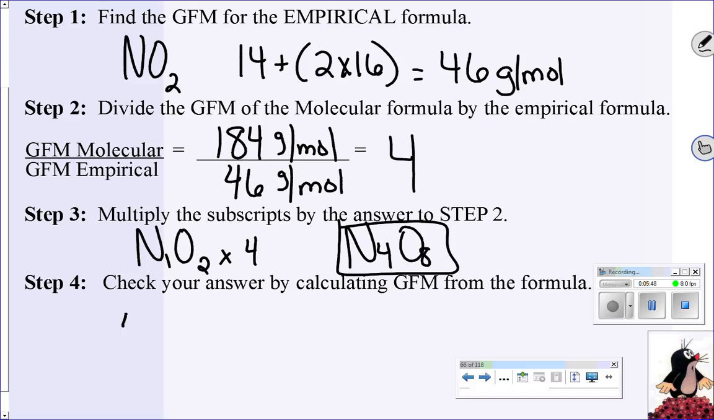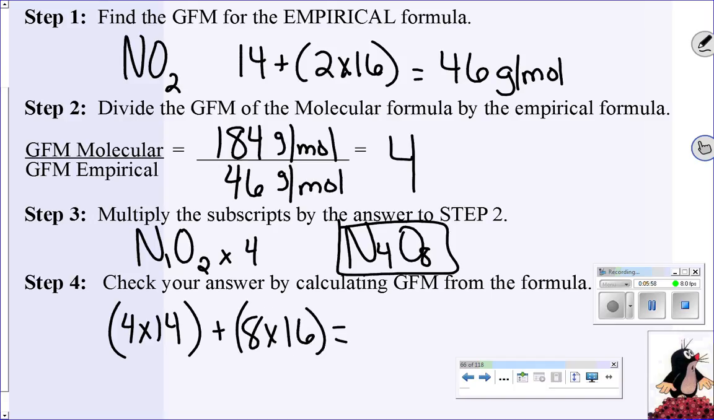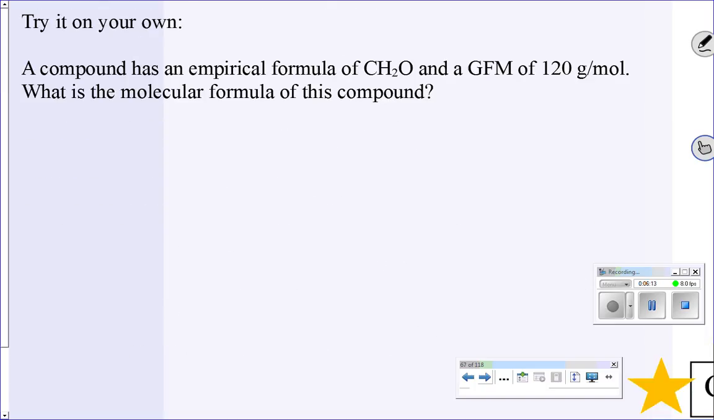Again, you can check this. 4 times 14 for nitrogen, plus 8 times 16 for oxygen, should add up to 184. Can't seem to do my math today, sorry about that. 184 grams per mole. So we got the check. Go ahead and try this problem. Pause the video, and I'll put the answer up in a moment.